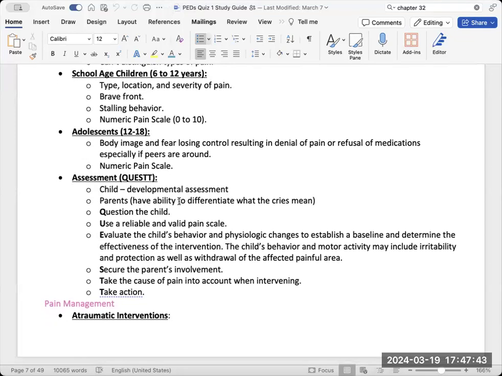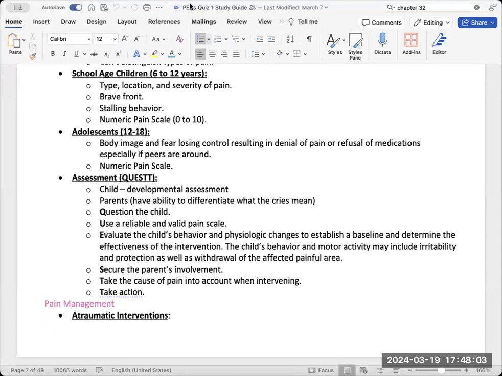The next group is adolescents, 12 to 18. Remember, these are adults, so we treat them as adults. We use a numeric pain scale, but they have body image issues, especially when they're in a hospital, so they could become more self-conscious. They also have a fear of losing control.